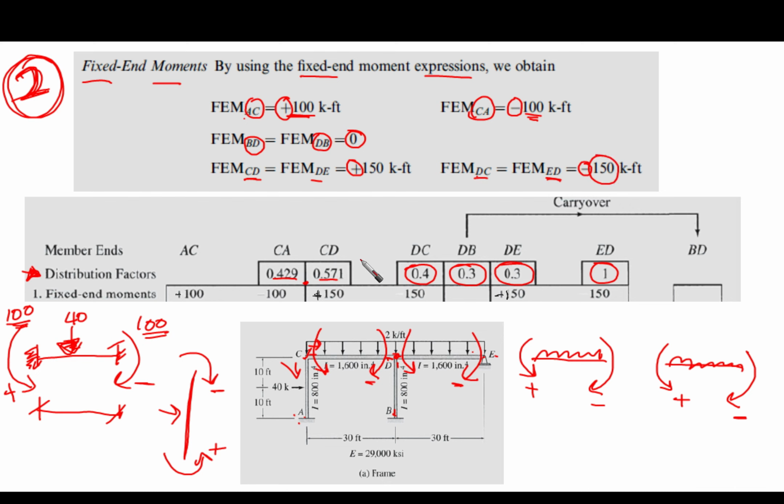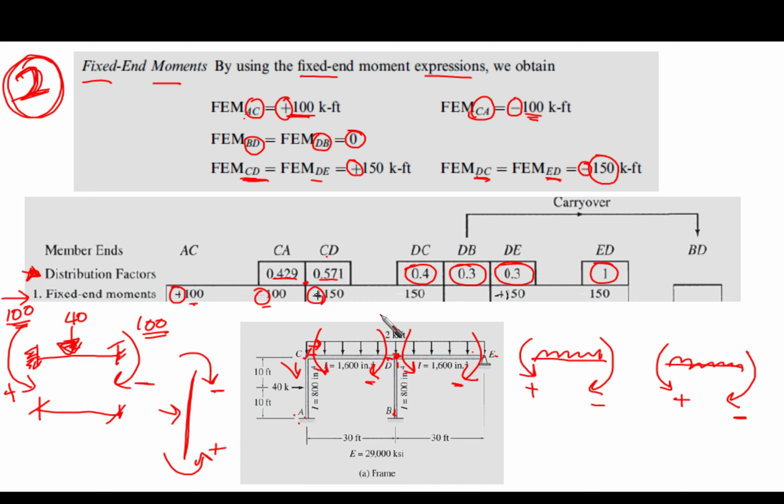So now we have the fixed end moments for all members. So now we are going to put it in our table. Okay, so the fixed end moments for AC and CA, take care, it is positive here and negative here, 100 each. For members CD and DC, they are going to have the same magnitude with the different sign. So we have positive 150.